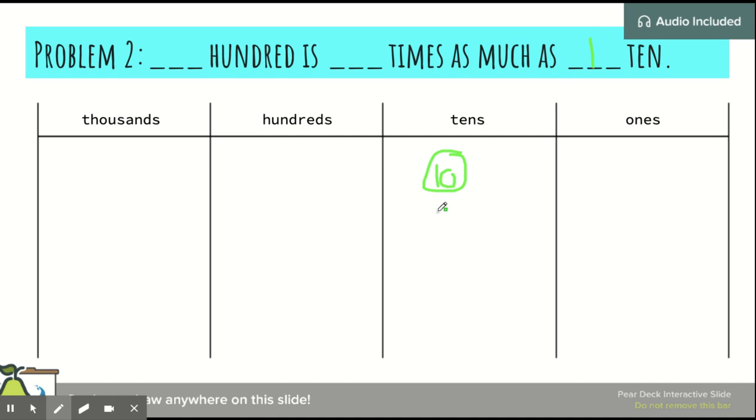Now let's think about how many 10s we need to make 100s. 1 10, 2 10s, 3 10s, 4 10s, 5 10s, 6 10s, 7 10s, 8 10s, 9 10s, 10 10s. So if I multiply 1 10 10 times, I'm going to get 100. So what that looks like is drawing 10 10s, just like this.